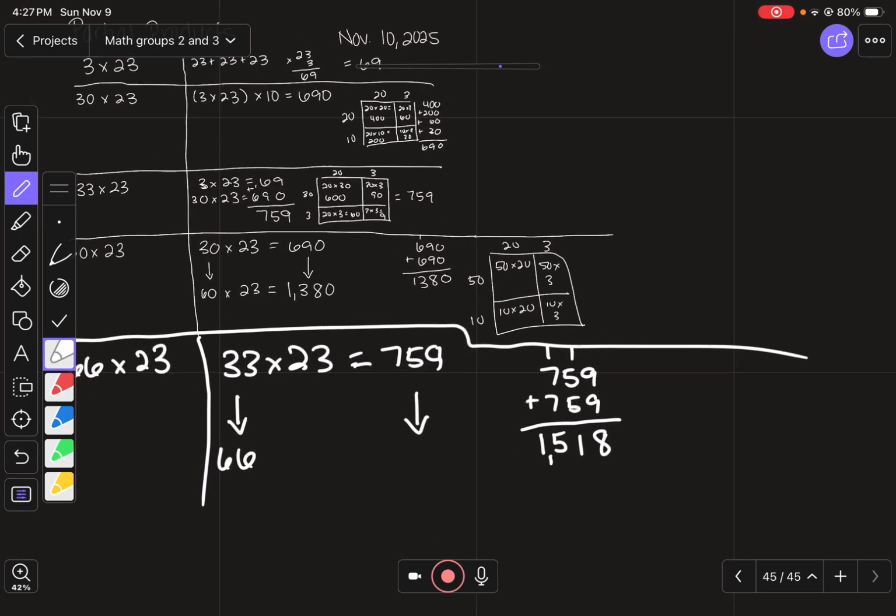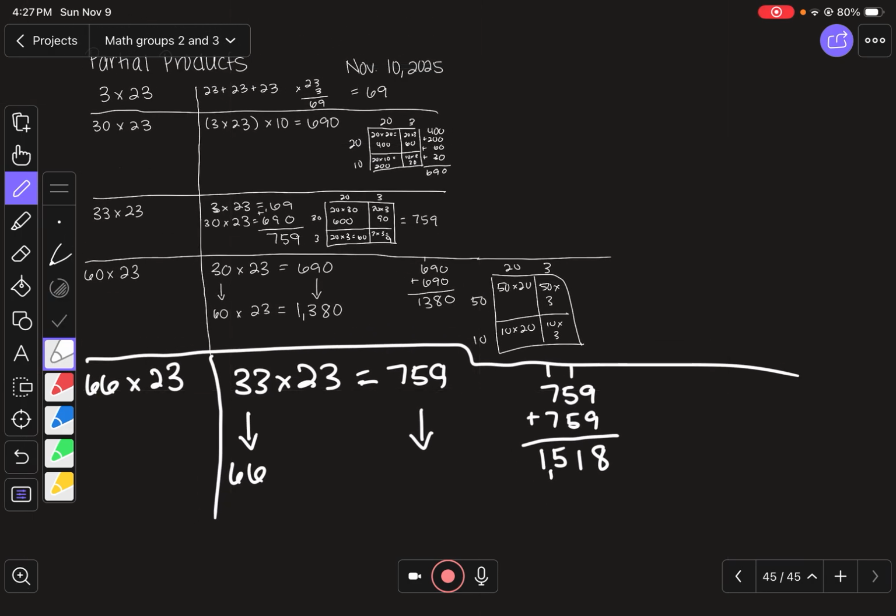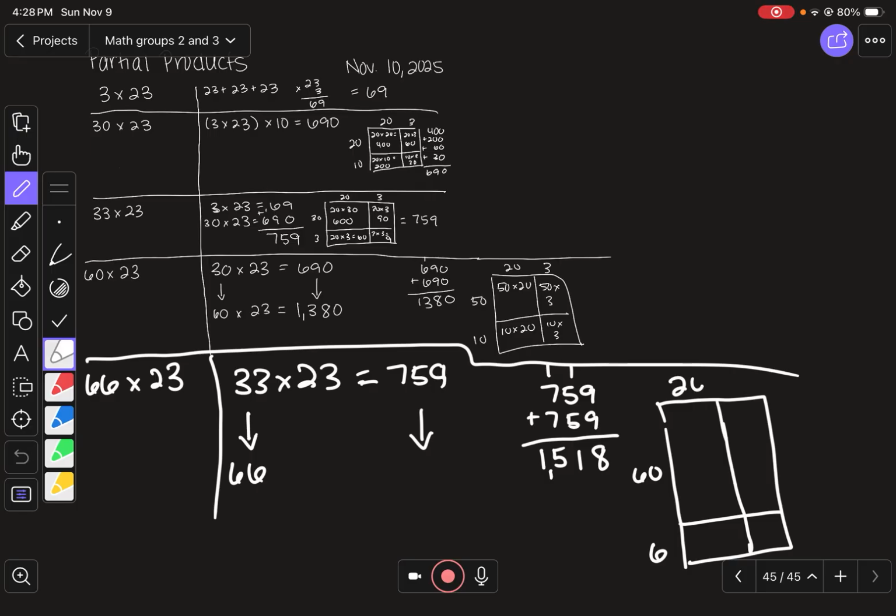Another strategy you could have used is our lovely area model. So I would just take 60 and 6, and then I would take 20 and 3, and then I would solve it from there.